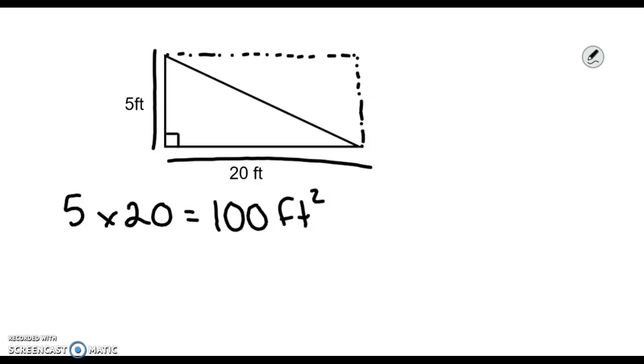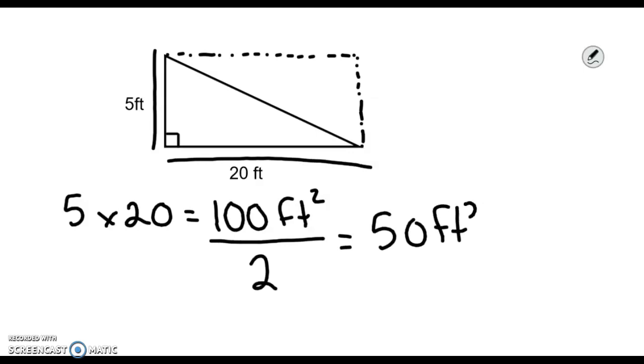Because the triangle is half of the rectangle, we can just take that and divide it by 2. 100 divided by 2 is 50 feet squared. That's all it is to it. Length times height divided by 2 will give you the area of a right triangle.